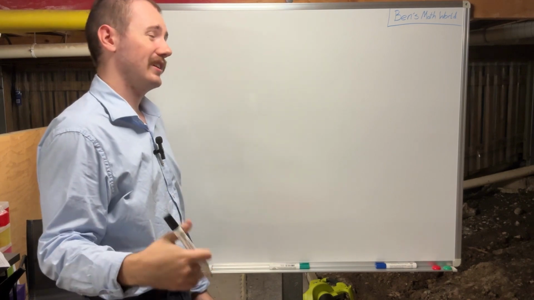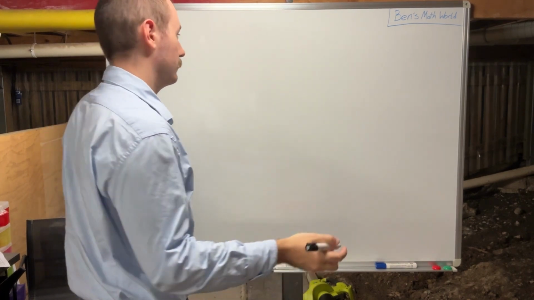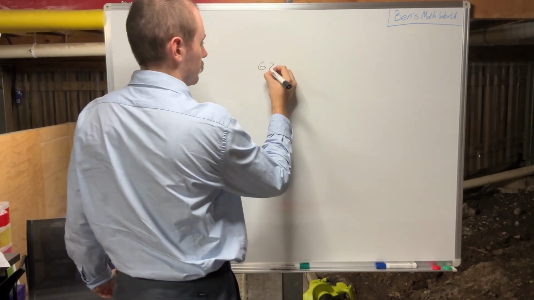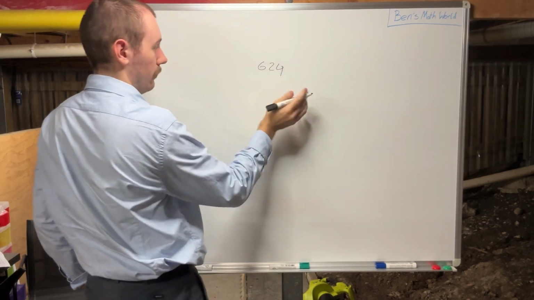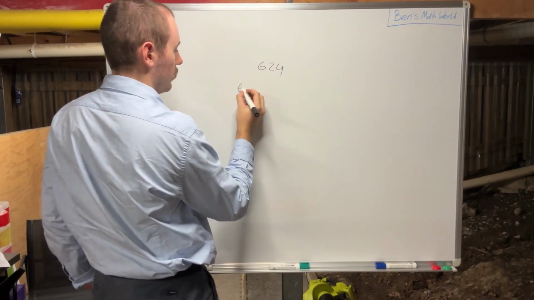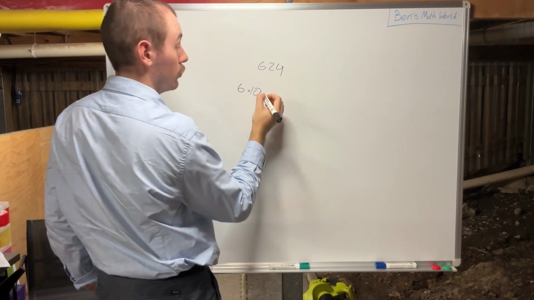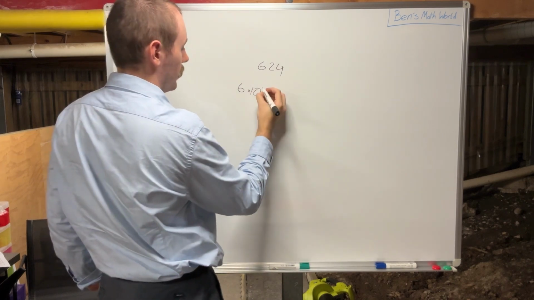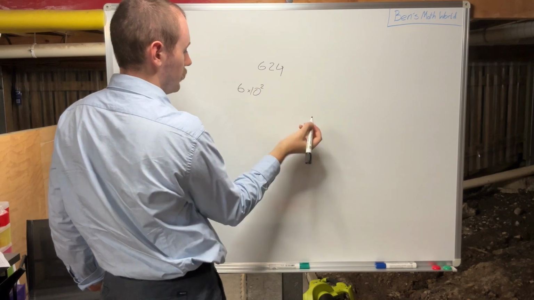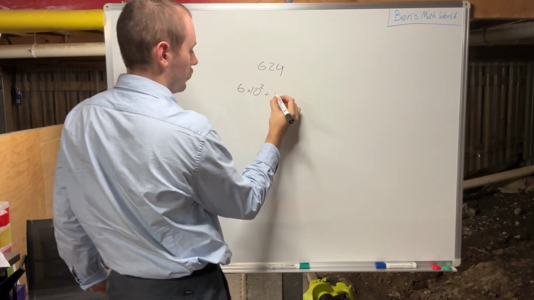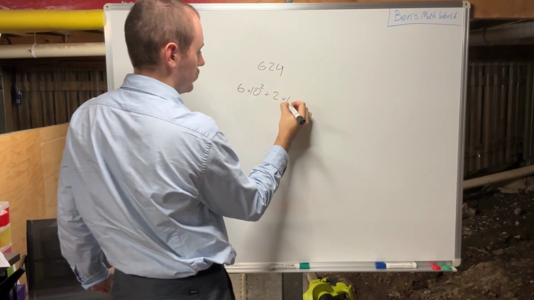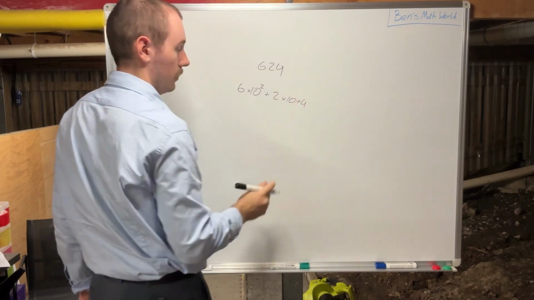Let's just do 624. So let's start with the 6. 6 times 10 to the power of 2, because it has 2 digits after it. So it's going to be 6 times 10 to the power of 2, plus 2 times 10, plus 4.